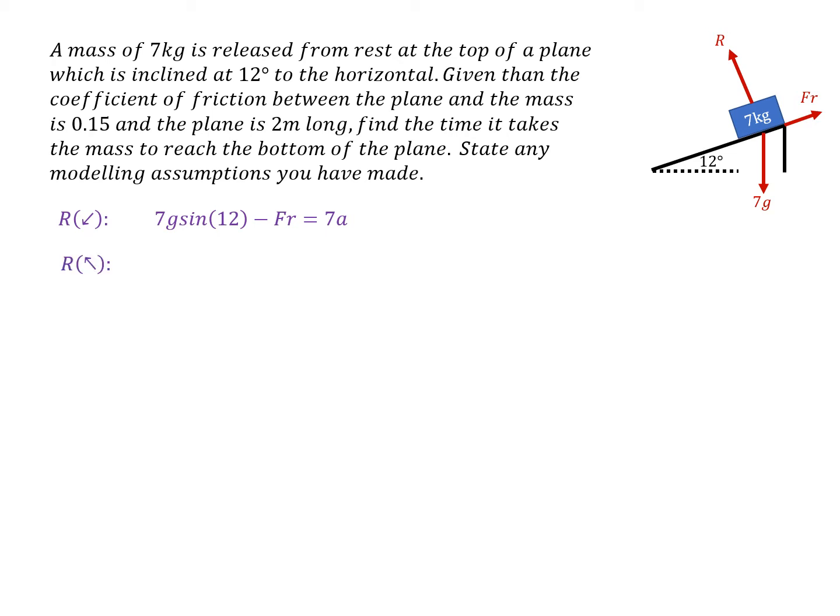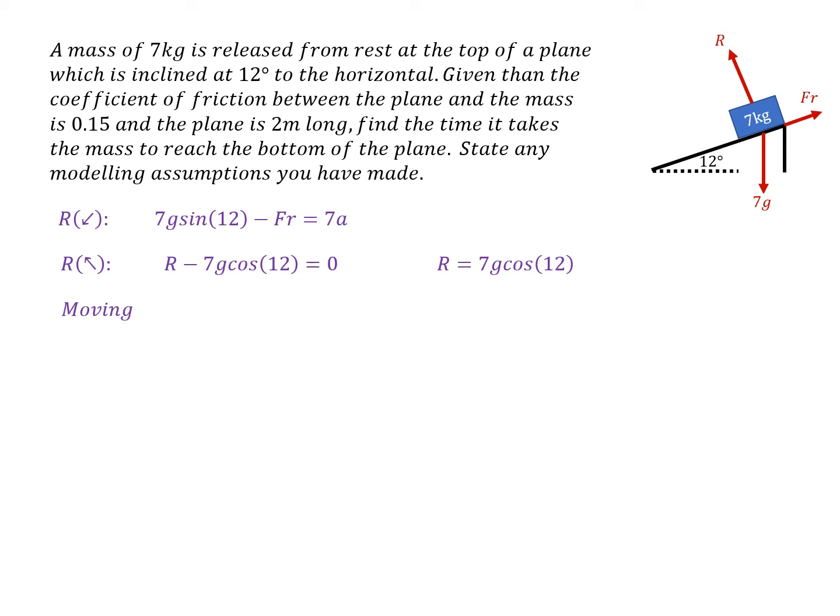When I resolve perpendicular to the plane, I've got R in this direction and then 7g cos 12 in that direction. So R minus 7g cos 12 is the resultant force, and that equals mass times acceleration. Well, acceleration in that direction is 0. So from that I can see that R is 7g cos 12.